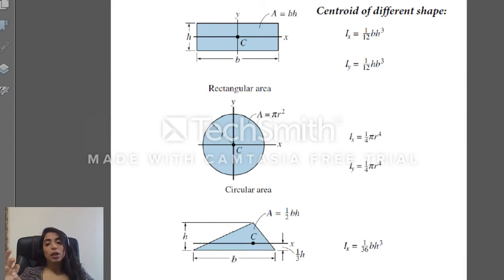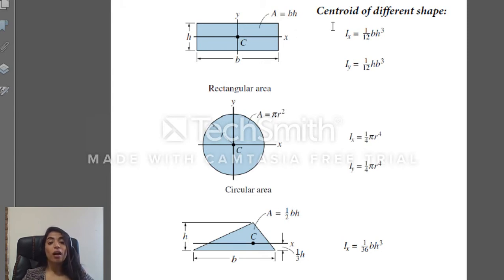I want you guys to memorize these rules. So let's start with the first one. I have a rectangle here, and I need to find Ix around what? What is x here? It is the x-axis passing through the centroid, and I need to find Iy. Y is the y-axis passing through the centroid of this rectangle, and of course I know that the centroid of this rectangle lies at b over 2 and h over 2.